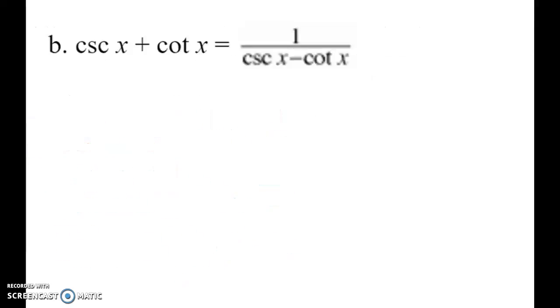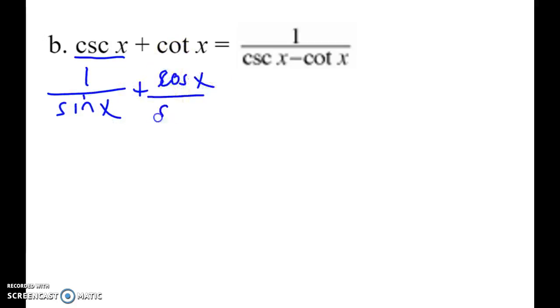Okay, one last example. Alright, so I've got these two, and again I can independently work on each side of this. So I'm going to start by switching out everything in terms of sine and cosine. So my cosecant of x can be replaced with 1 over sine x. My cotangent can be replaced with cosine over sine.